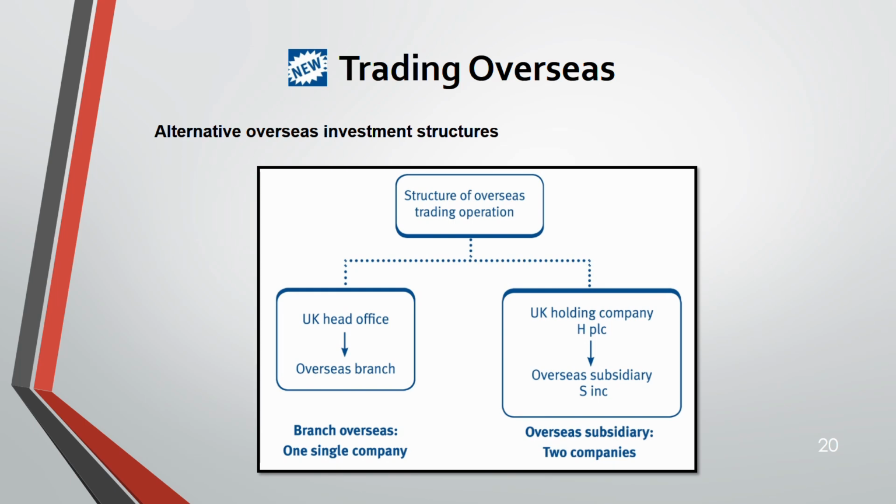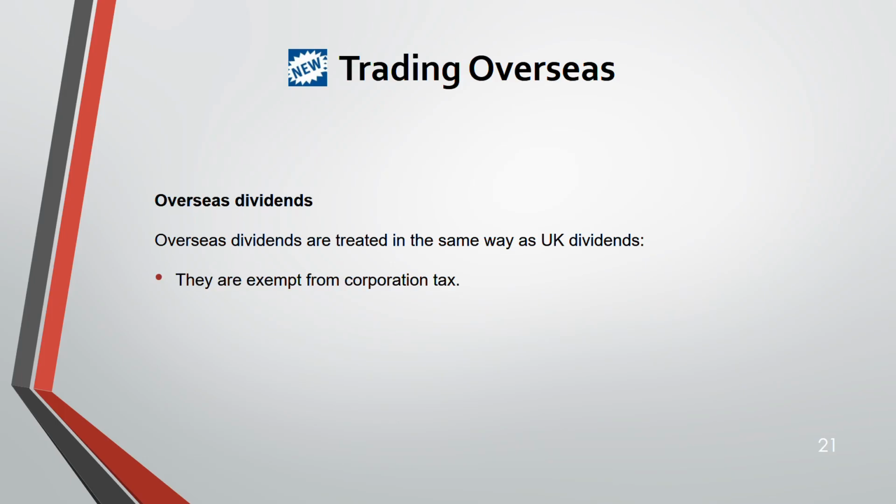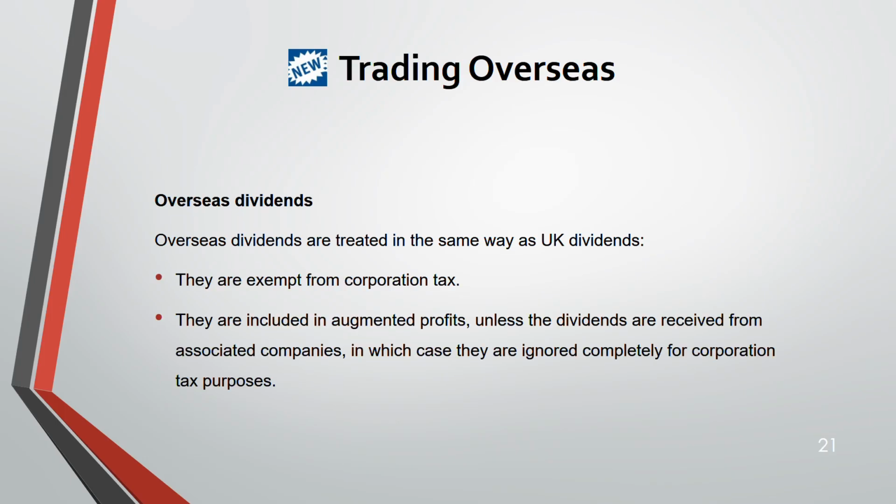It's an overseas subsidiary. Now, overseas dividend. What do you do with overseas dividend? Treated the same way as UK dividend. They are exempt from corporation tax. They are included in augmented profit. Unless the dividends that you are receiving are from associated companies, in which case they are ignored completely for corporation tax.